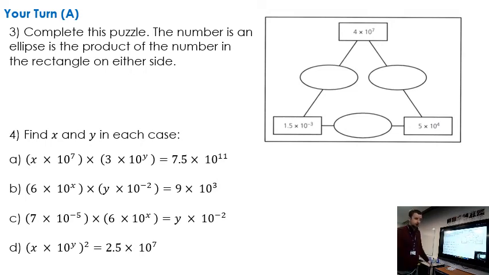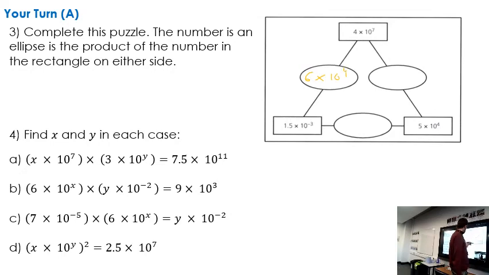Okay, let's kick off. So here, this ellipse is the product of the values in the rectangles. So here we're going to be multiplying the values. We've got 1.5 times 4, so it's going to be 6. And then we've got 10 raised to negative 3 times 10 raised to 7. So we add the powers, that's going to be 10 raised to 4.